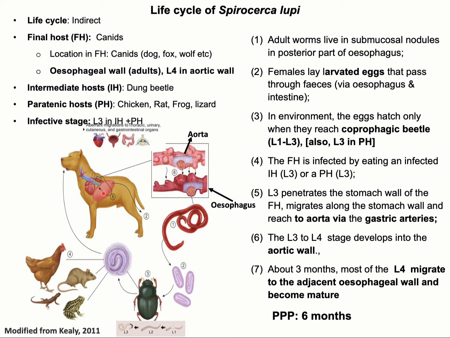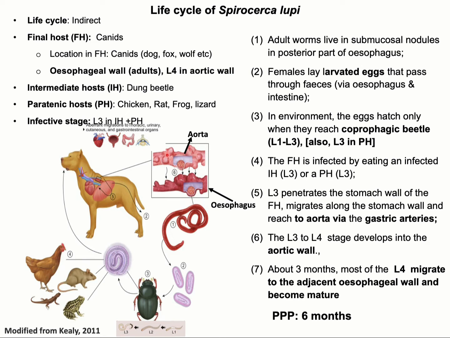Then these L3 stages will penetrate the stomach wall, migrate, and finally reach the aorta through the gastric arteries. So the L3 to L4 development will occur in the wall of the aorta. It is also worth mentioning that the immature stages, that is L3 or L4, can migrate to other organs of the body, such as thoracic, urinary, or gastrointestinal organs.